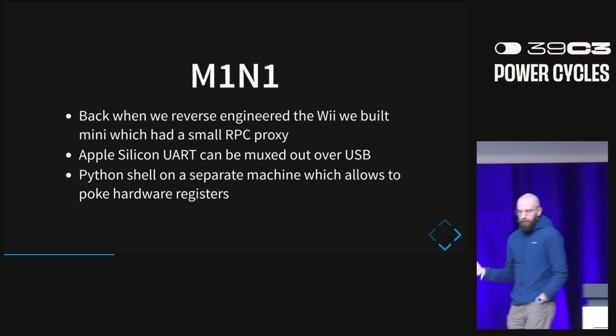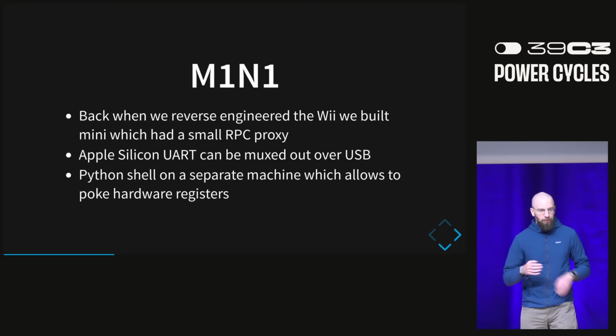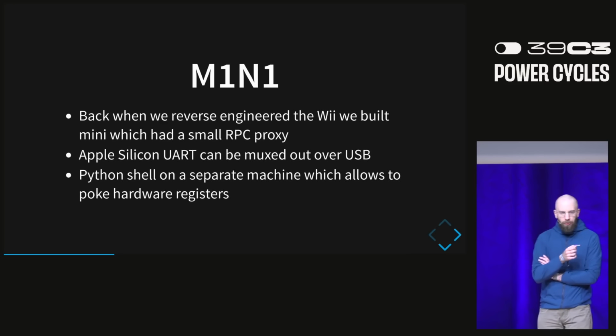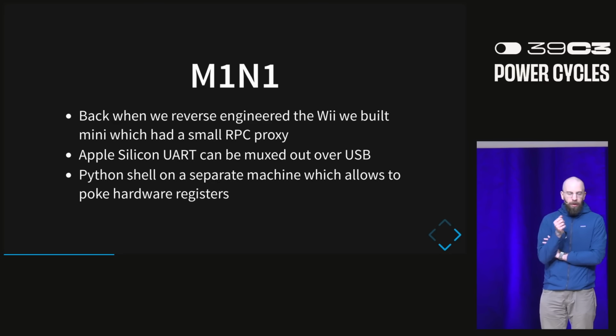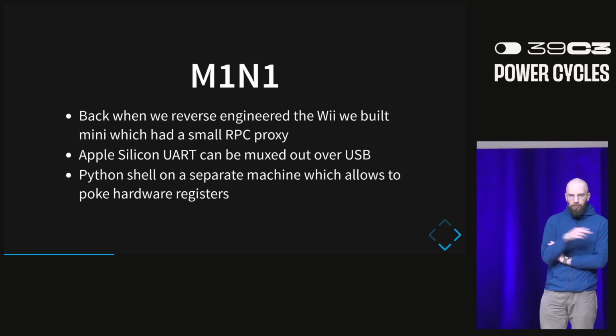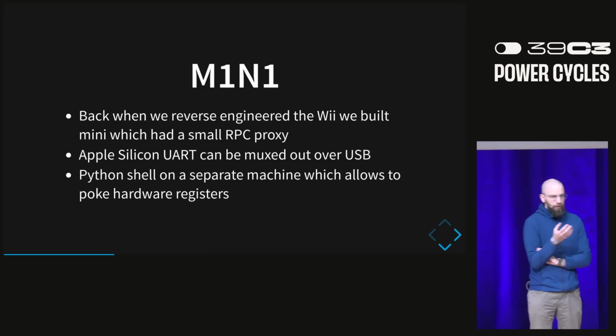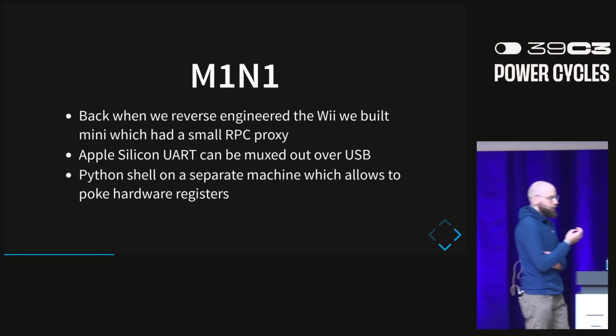And we all met back then from console hacking, and back on the Wii was the first time we used this. We built something called Mini, which is a small, standalone, freestanding C application that provides a small proxy over UART. And on Apple Silicon, you can find this UART over some of the USB pins. So you have a hardware UART, and then this way you get a Python shell on a separate machine, which allows you to poke and play with hardware registers.